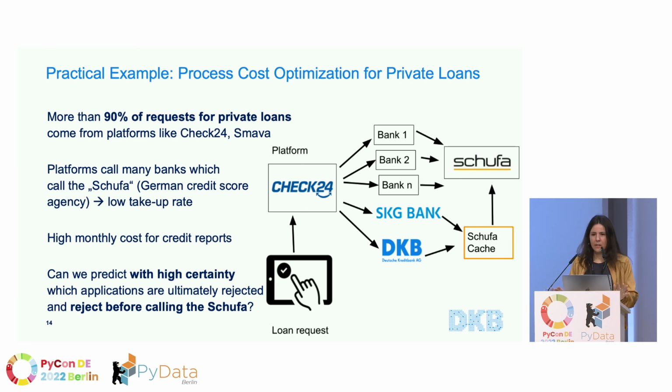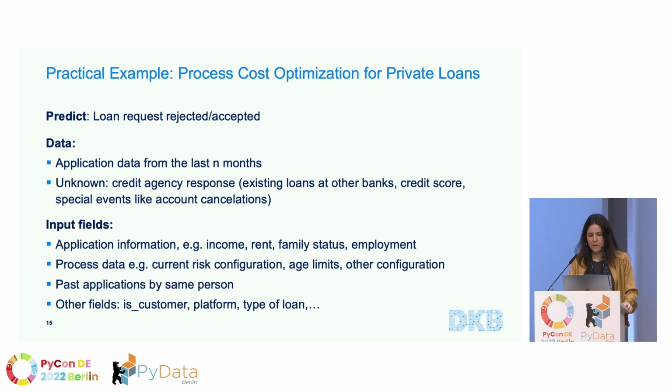And that's not so great for the banks because we all call this credit bureau, they all charge us, and the uptake rate, of course, you're at most going to take one credit and maybe you're just looking what you can get as an interest rate and you try a few times. So this is very expensive for us. So it would be nice if we could tell with a really high certainty which people will be rejected, and we reject them without calling the credit office. So that was the idea.